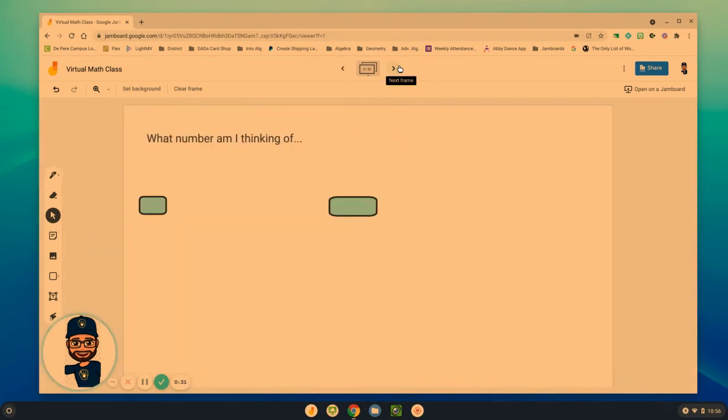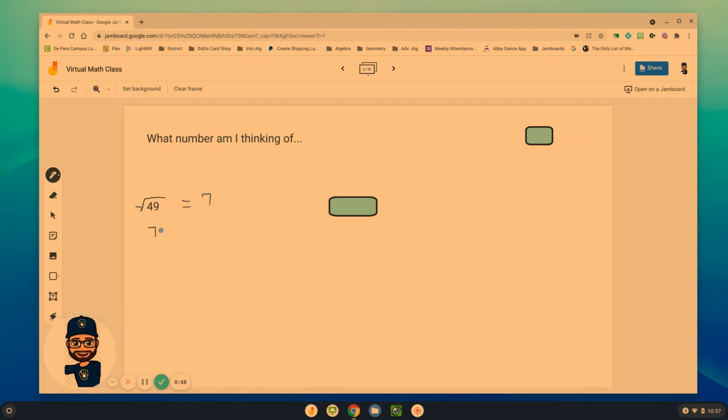So I want to play a little bit of a game with you, maybe not a game, but just what number am I thinking of here, right? So what number am I thinking of if I were to ask you about the square root of 49? What number am I thinking of when I say the square root of 49? I have a hunch most of you are going to say 7.